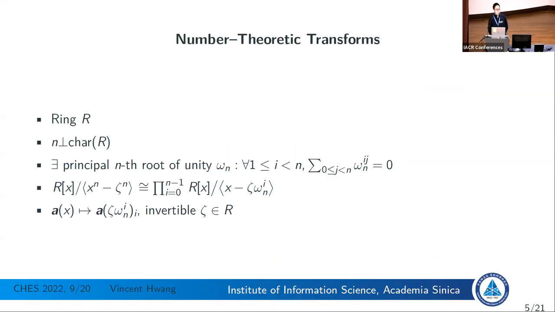This slide reviews some notations about number theoretic transforms. So NTT is an isomorphism from R[x]/(x^N − ζ^N) to the product ring. I also write it as the map from the polynomial f(x) to an N-tuple of elements in R.